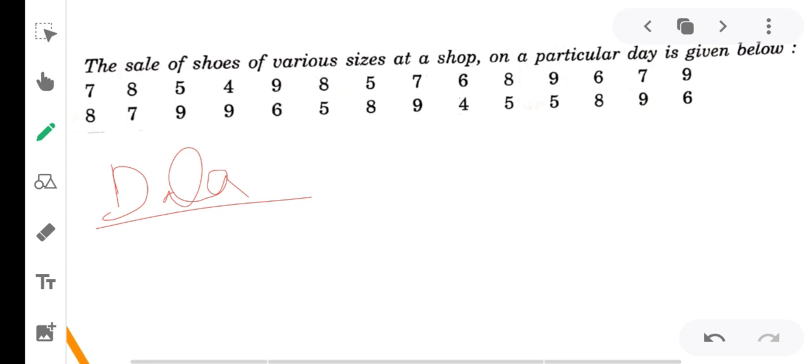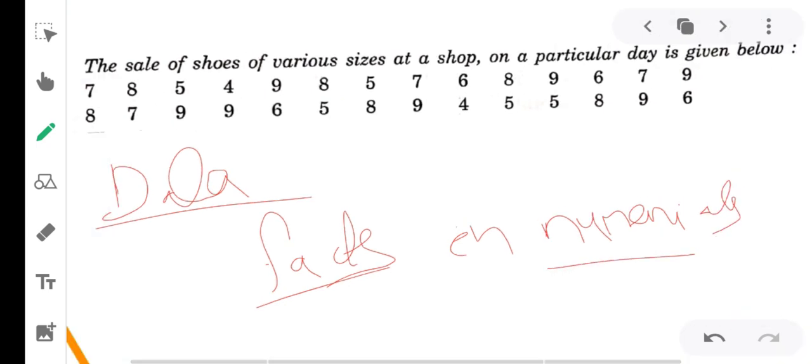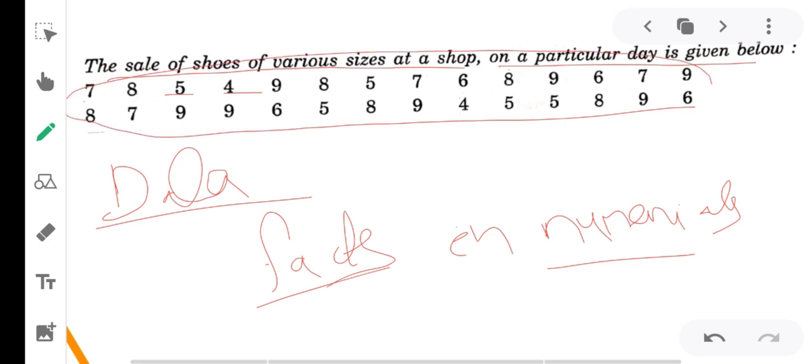Data means a collection of facts. Data means collection of facts in numerical figures. For example, the sale of shoes of various sizes at a shop on a particular day is given below. These are the shoe sizes: 7, 8, 5, 4 and so on. So this is data. This is a collection of facts in numerical figures.